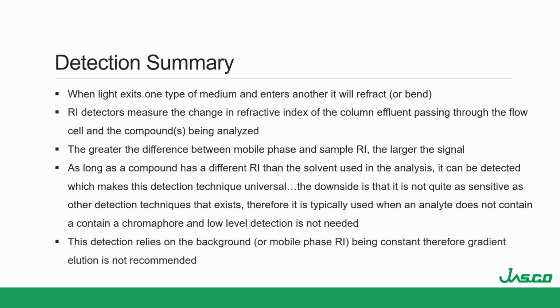The detection relies on the background being constant, so gradient elution is not recommended, which also brings us to the SFC point. A supercritical fluid behaves very differently than standard liquids you would use in the HPLC. Under a certain pressure and temperature, the RI will vary greatly with minor variations in pressure and temperature. So if you tried to use this on an SFC system, you would have a hard time with the background and therefore probably drown out your compound signal.